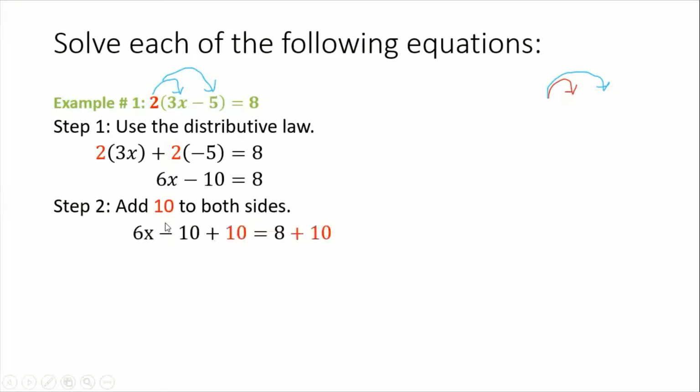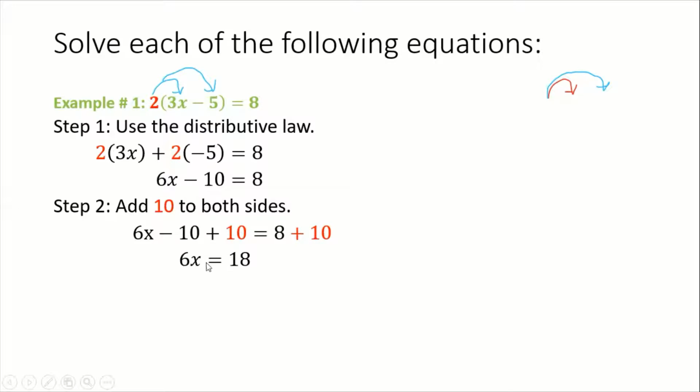How would you represent this? You would represent this as 6x minus 10 plus 10 equal 8 plus 10. At this stage, what are you going to do? You are going to simplify. So note here that negative 10 plus 10 is 0, and 0 plus 6x will give us 6x. And 8 plus 10 is just 18.